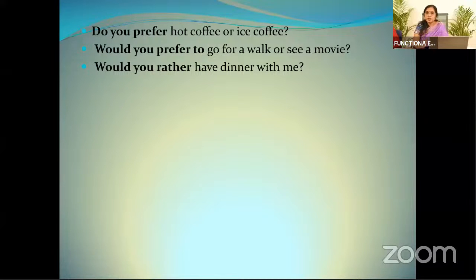So which do you prefer, do you prefer, do you like, would you prefer to, or would you rather. This is a very formal construction.